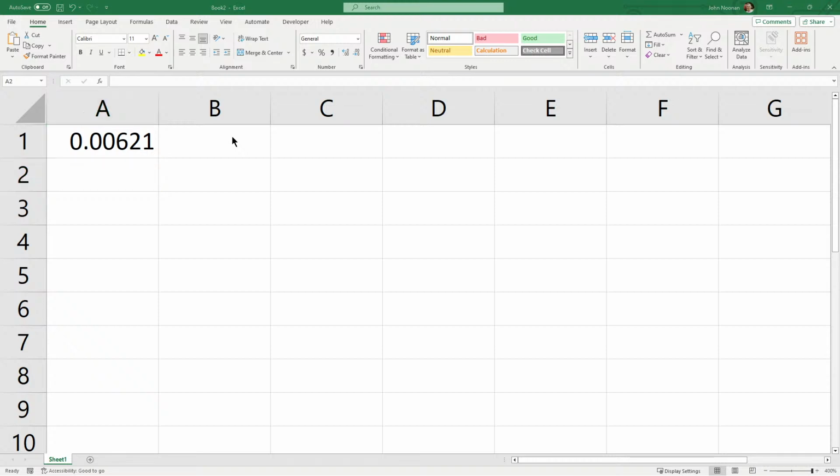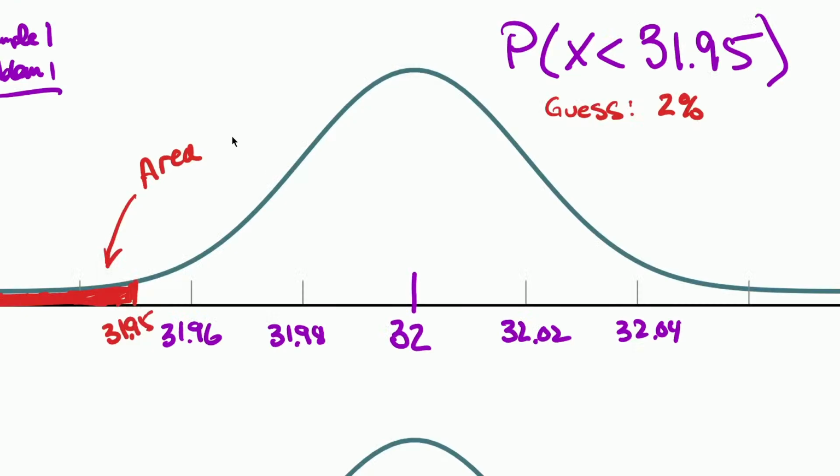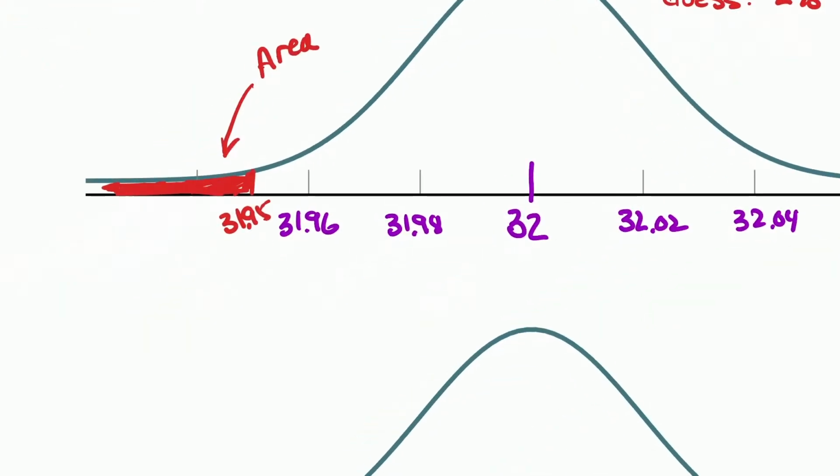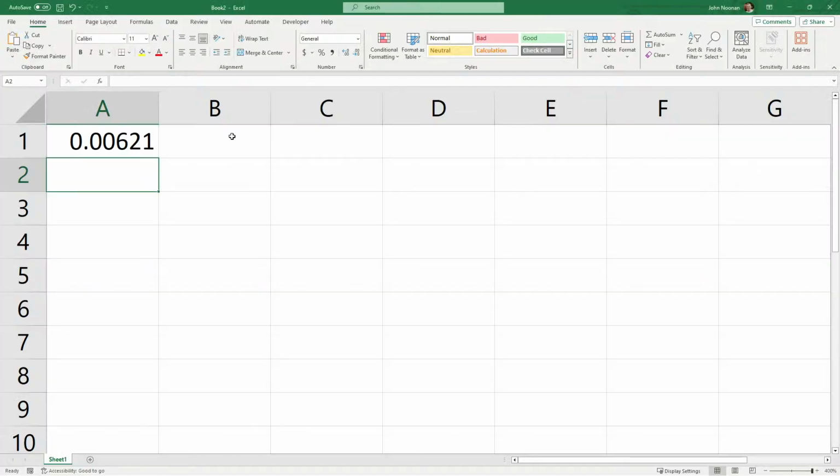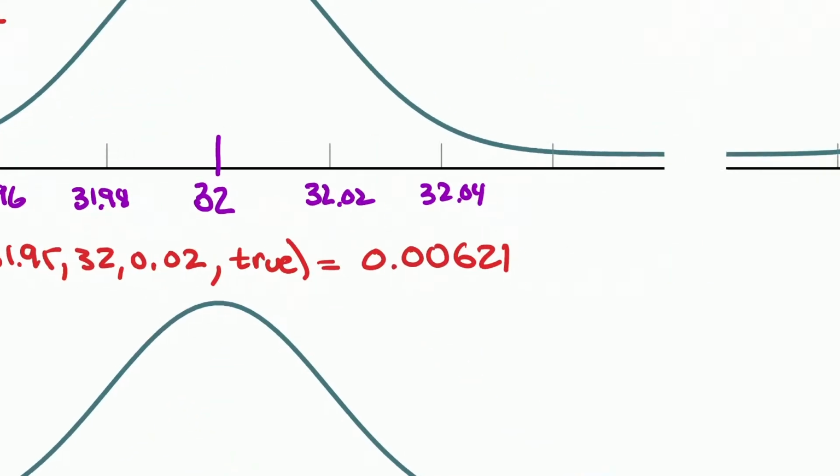Let's go compare this and see how we did. Here's the iPad. Okay, so the actual answer, and I'll even write this down, norm.dist. You don't have to write this down, although you might want to. 31.95, 32, 0.02, and true. And I got 0.00621, which is approximately 1%.